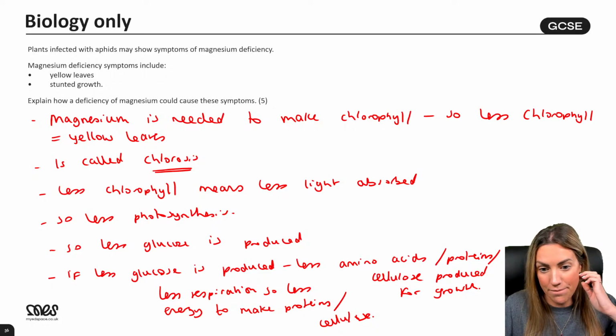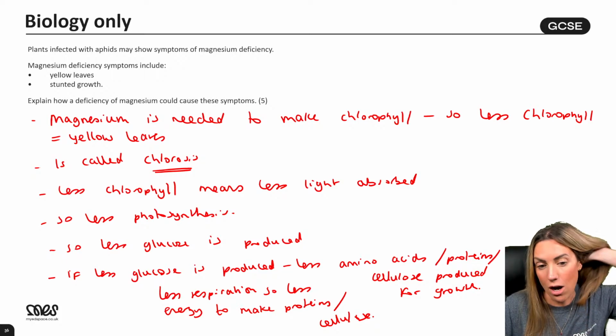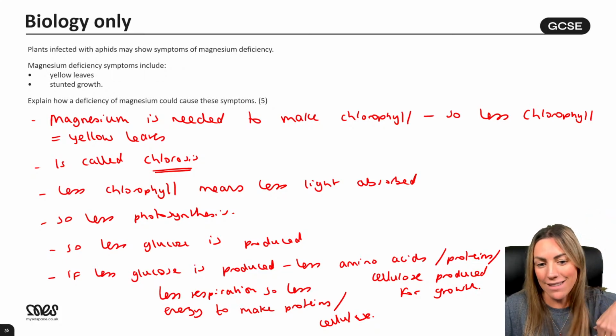SCARF is the uses of glucose in a plant. Starch, cellulose, amino acids, respiration, and fats or oils.